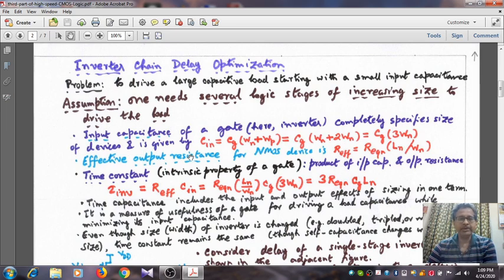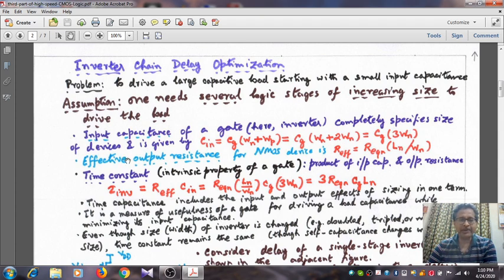Now the input capacitance of a gate, here an inverter, completely specifies the size of devices, and it is given by input capacitance equal to Cg multiplied by (Wn plus Wp). Here we are considering a single inverter. The input capacitance depends on the size of the NMOS transistor and the PMOS transistor. That's what the input gate capacitance is all about. And what is the value of Cg? If you remember, that is 2 femtofarad per micrometer. This we have found out from our earlier discussion in the class. And this is Cg equal to 3W1.